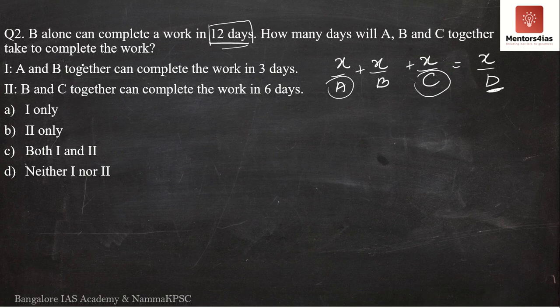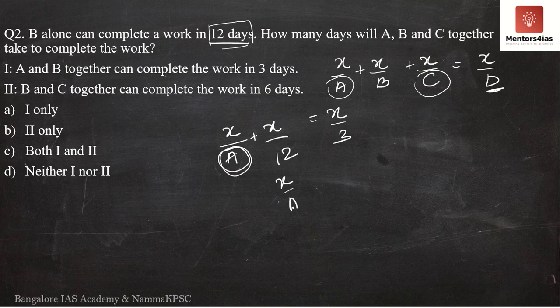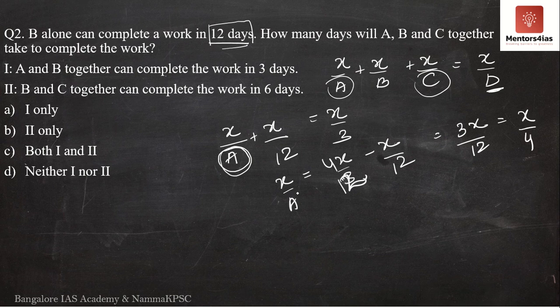So the first statement says A and B together can complete the work in 3 days. Okay, so A and B can complete the work together in 3 days. But I still need the value for C. I am not able to determine it. Now this should be very simple for you. X by A plus X by 12 is equal to nothing but X by 3. So don't you think you should be able to find out the value for A now? So it is X by A is equal to X by 3 minus X by 12, or I can say it is 4X by 12 minus X by 12 over here. Now this is nothing but 3X by 12 or X by 4. So A alone takes 4 days to complete the entire work alone.